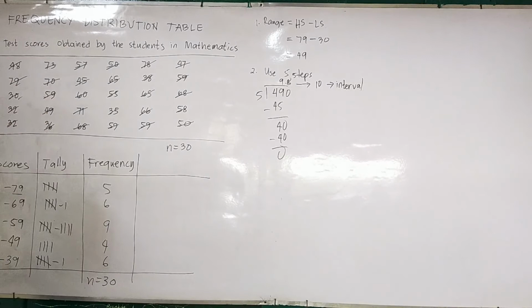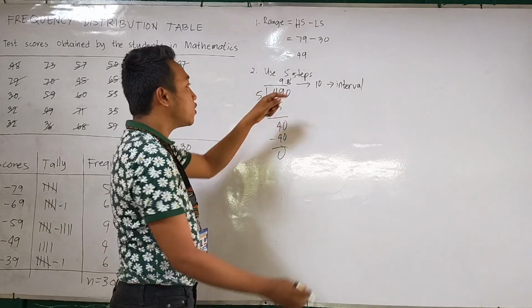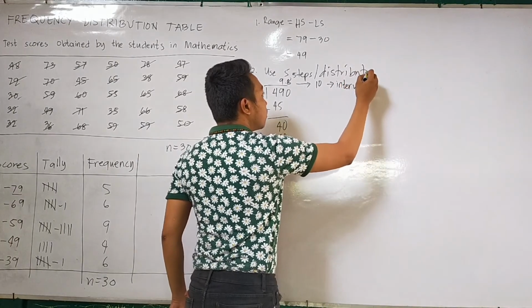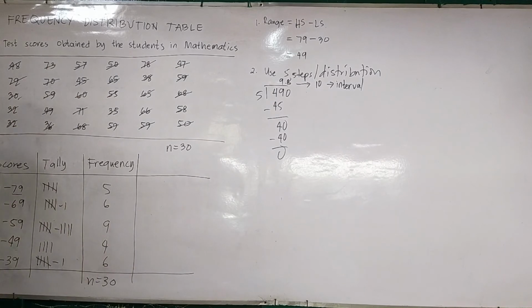We have now our frequency per score distribution. By the way, these are the distributions that we are pertaining to from the second step. The 5 steps or distributions that we are talking about is this one. We have 1, 2, 3, 4, 5 steps or 5 distributions.